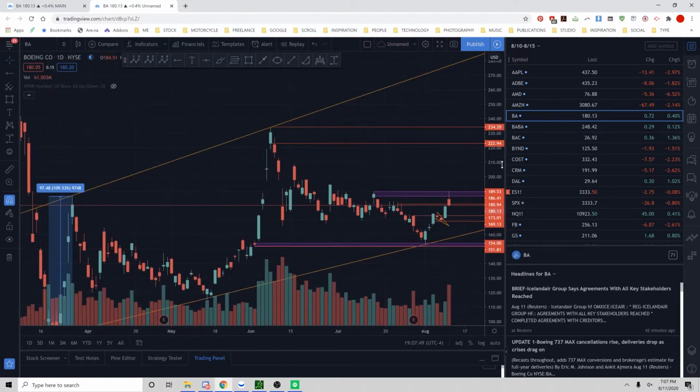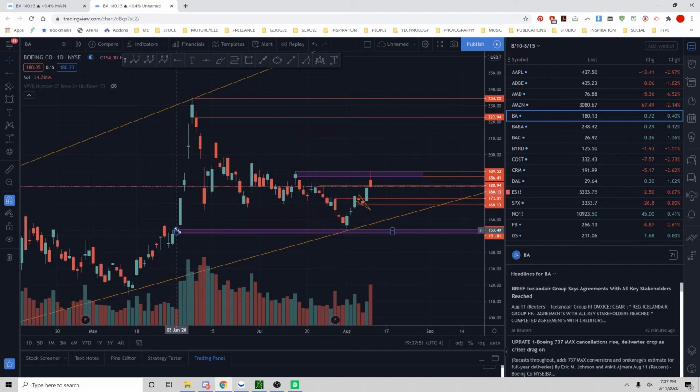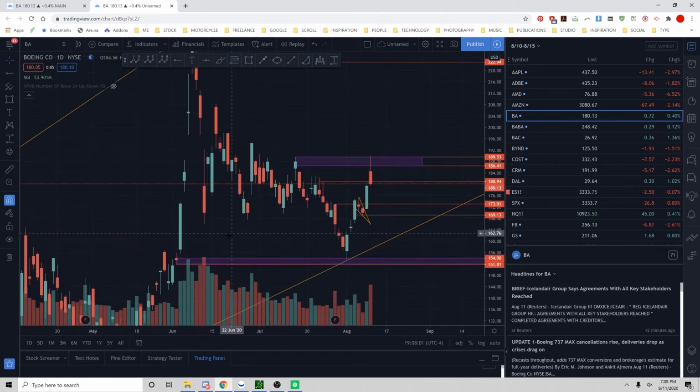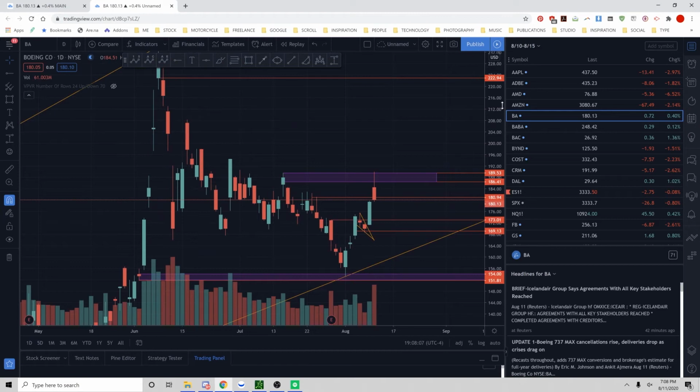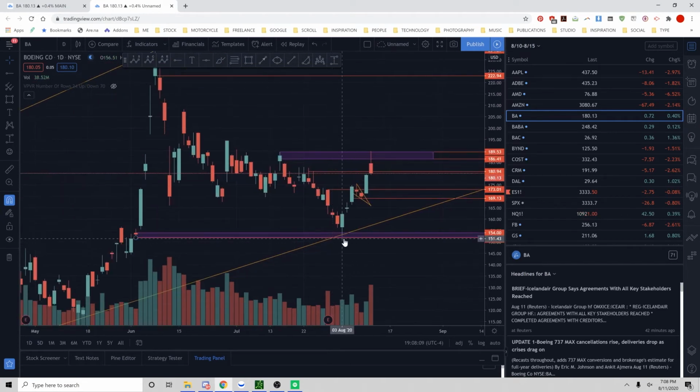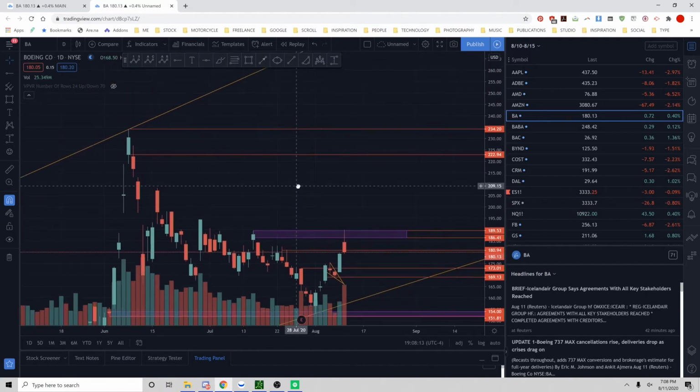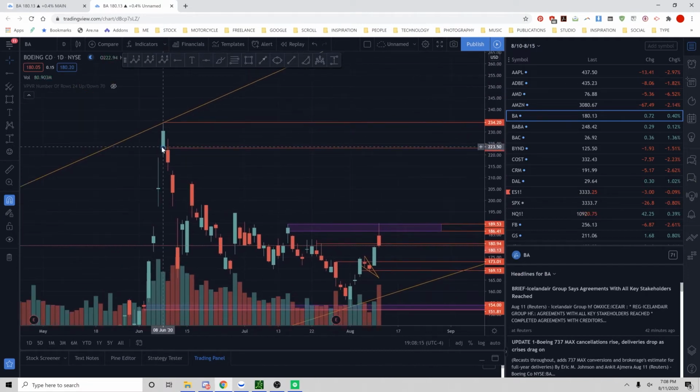When I'm drawing my levels here, whenever a stock is coming down into a demand zone, whether that be a drop-base-rally or a rally-base-rally, you want to draw your levels from the top of the engulfing wick to the bottom of the wick. Now for supply zones above, you want to draw them from the bottom of the engulfing wick to the top of the wick.